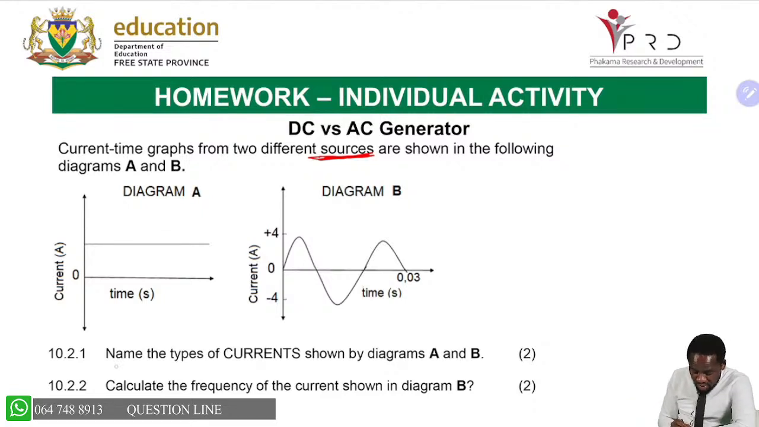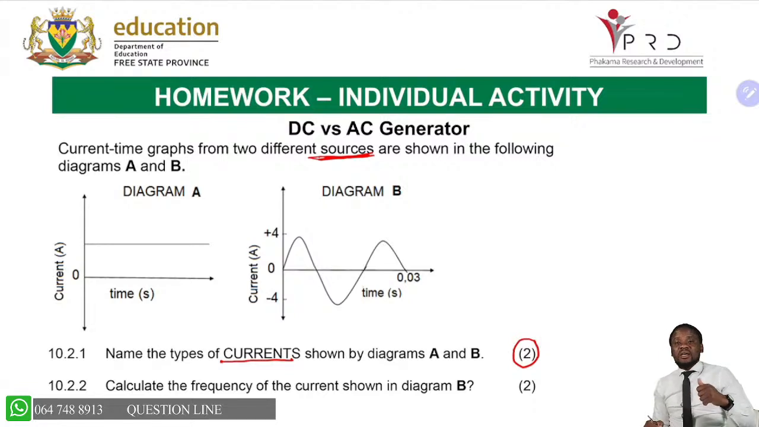Now the first question says, name the types of currents shown in diagrams A and B. Take note, this is 2 marks. What that simply means is that you have to name the source whose output is graph A, and you have to name the source whose output graph is shown in diagram B. So it's 1 mark for each, and you must be specific.